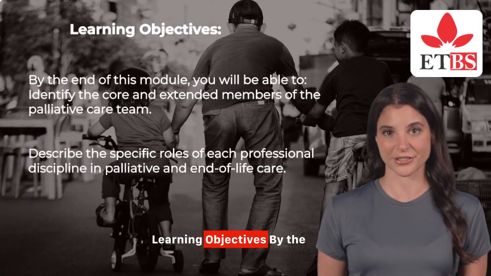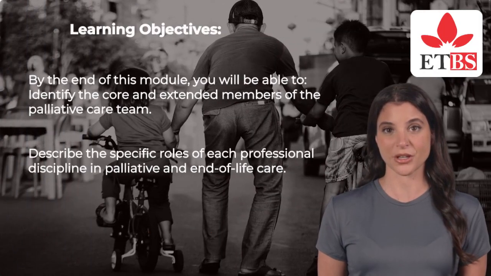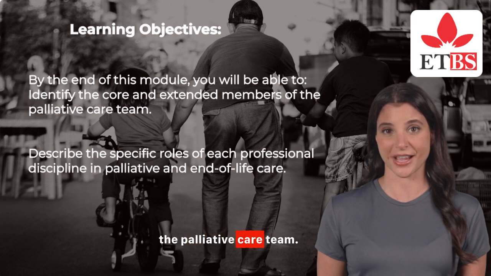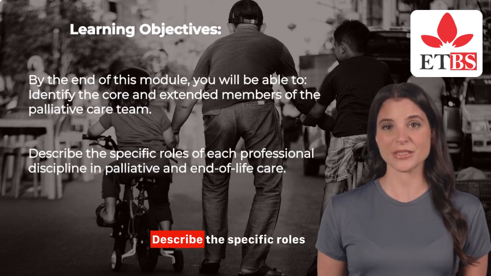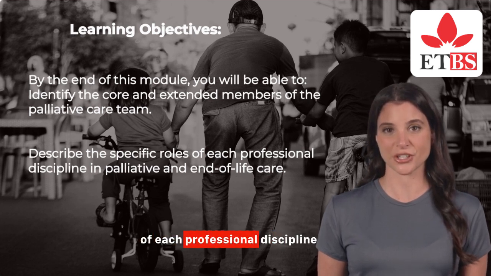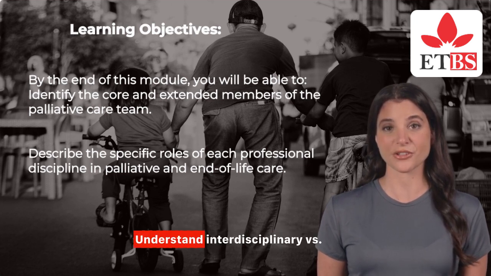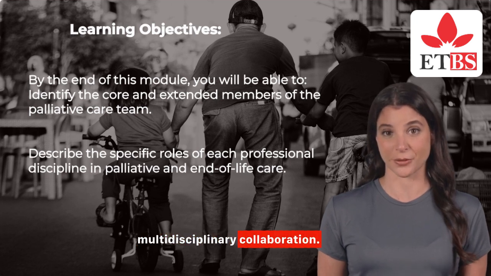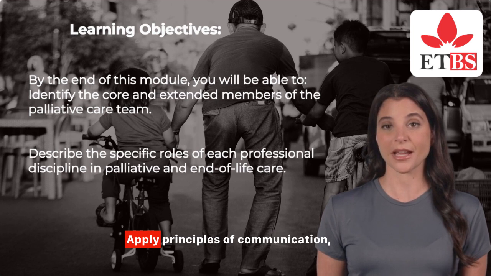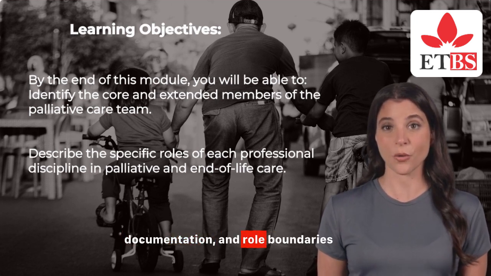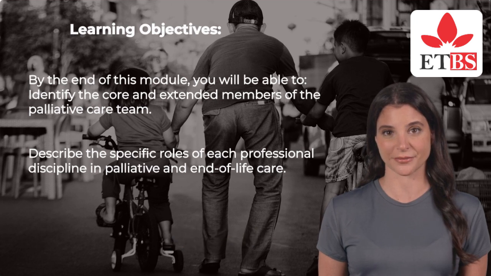Learning objectives. By the end of this module, you will be able to identify the core and extended members of the palliative care team. Describe the specific roles of each professional discipline in palliative and end-of-life care. Understand interdisciplinary versus multidisciplinary collaboration. Apply principles of communication, documentation, and role boundaries in team-based care.